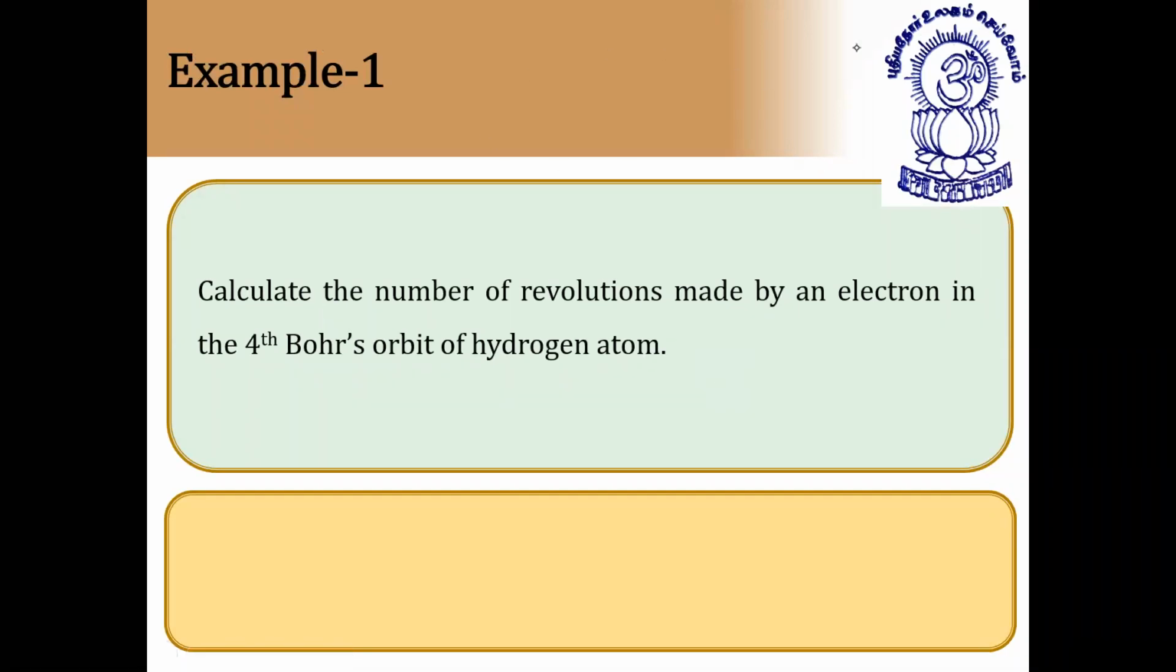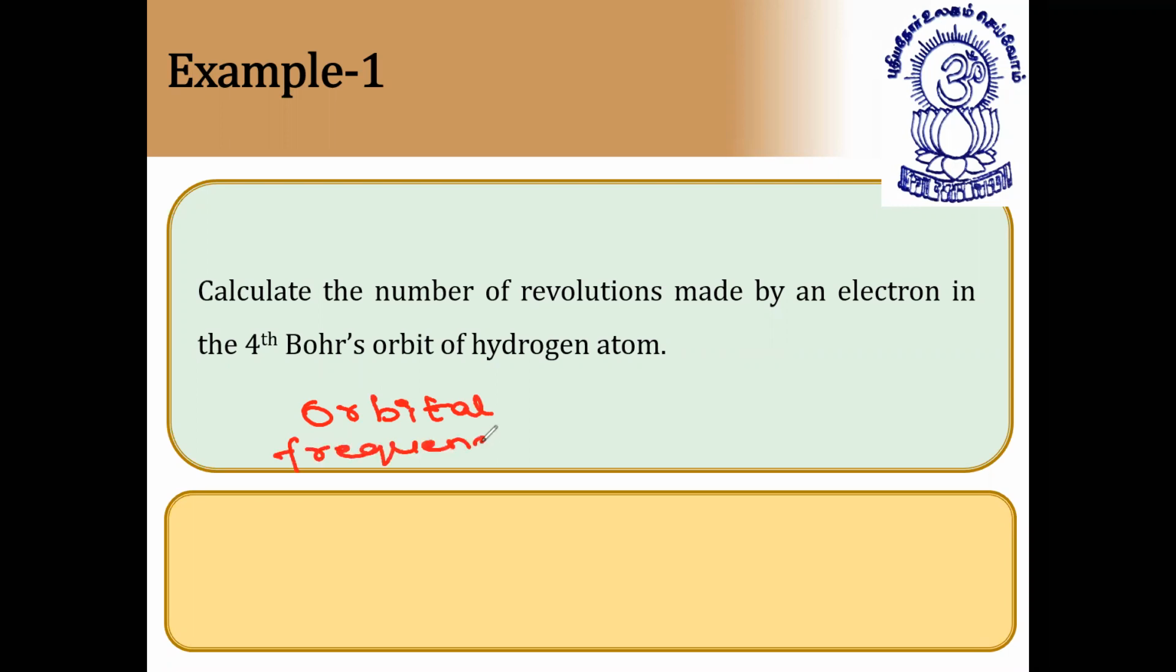Calculate the number of revolutions made by an electron in the fourth Bohr orbit of hydrogen atom. So here already we know 6.59 into 10 to the power 15. They are asking number of revolutions, which is nothing but orbital frequency. So orbital frequency is equal to 6.59 into 10 to the power 15 into z square by n cube. If you substitute this formula, you'll get the answer.